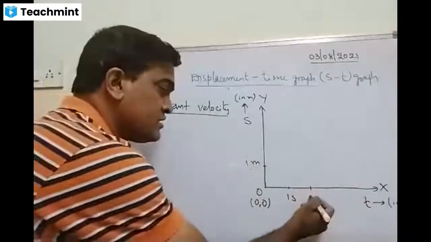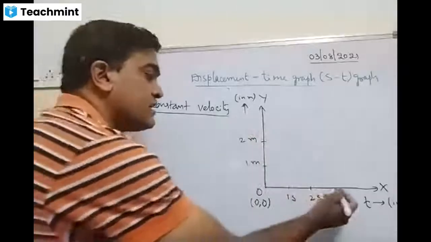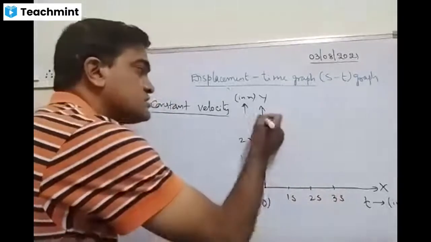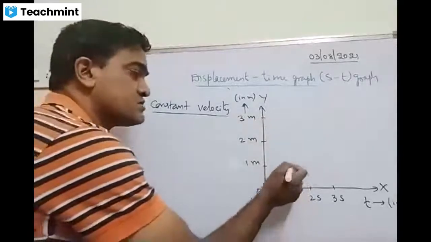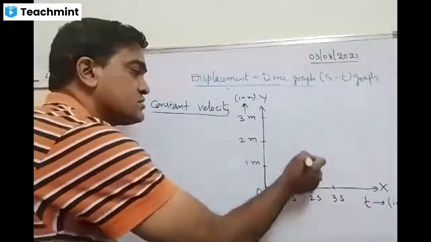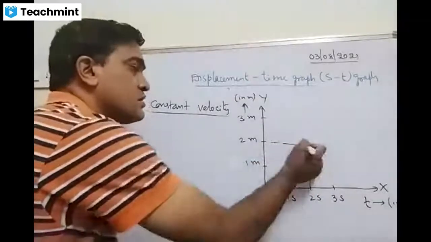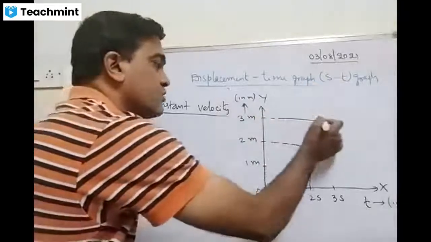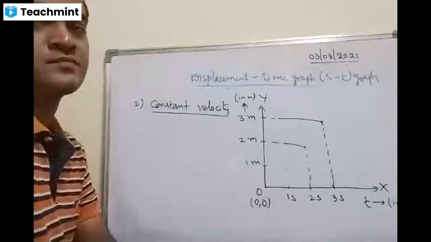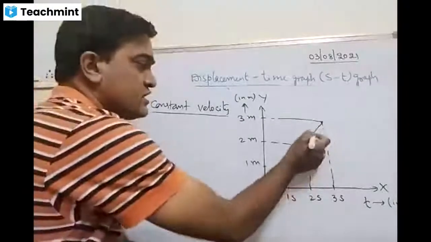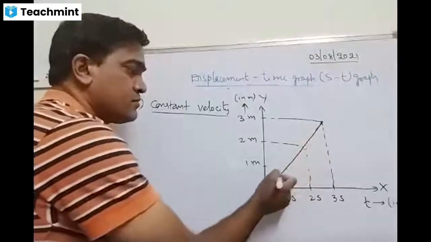Let's say at time t equal to 2 seconds, the position of the particle is 2 meters. And at time t equal to 3 seconds, if the position of the particle is 3 meters, then you will get the points like this. Now, if I join all the points, what will I get? I will get a straight line, and it should pass through the origin.